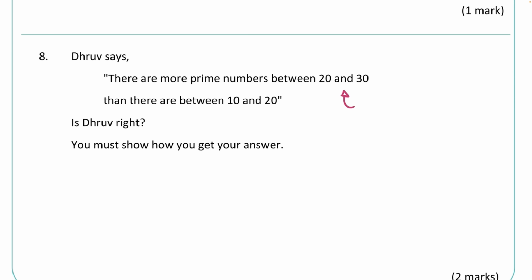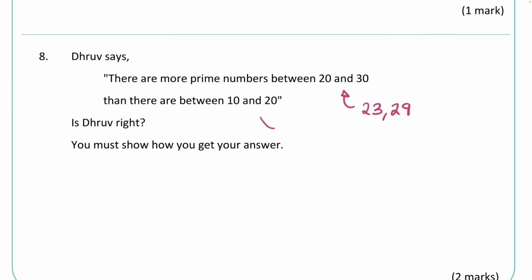So 21 divides by 3 and 7. 23 doesn't divide by anything, that's a prime number. 25 does, it divides by 5. 27 divides by 9. But 29 is another prime number. So there's only 2 prime numbers between 20 and 30.